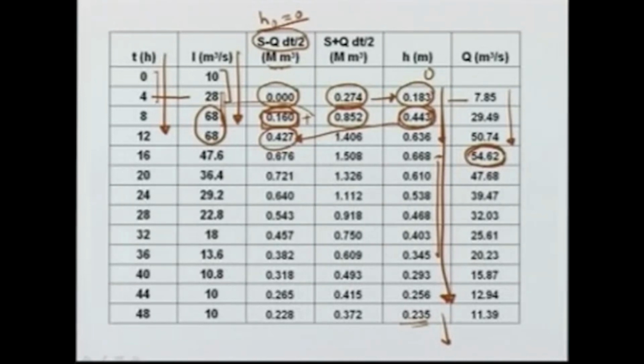So, we have seen how to move the flood or how to route the flood from one point to the other. If the inflow hydrograph is given at one point, and if the storage characteristics of the channel or the reservoir are known, then we can obtain the flood hydrograph at any point downstream.